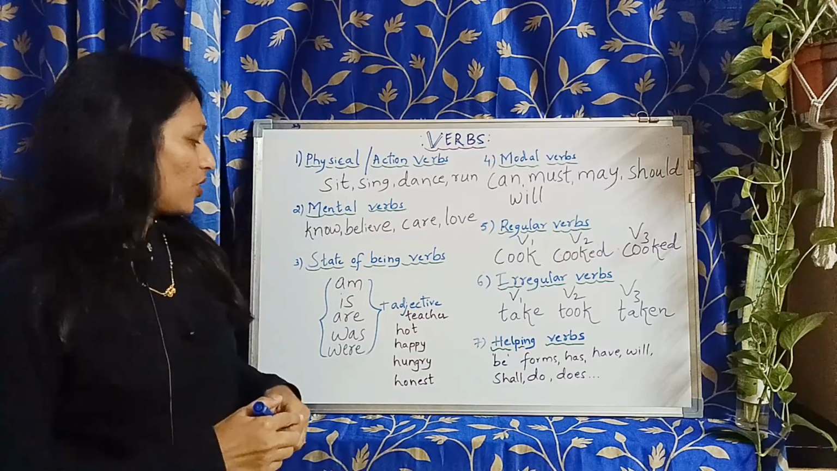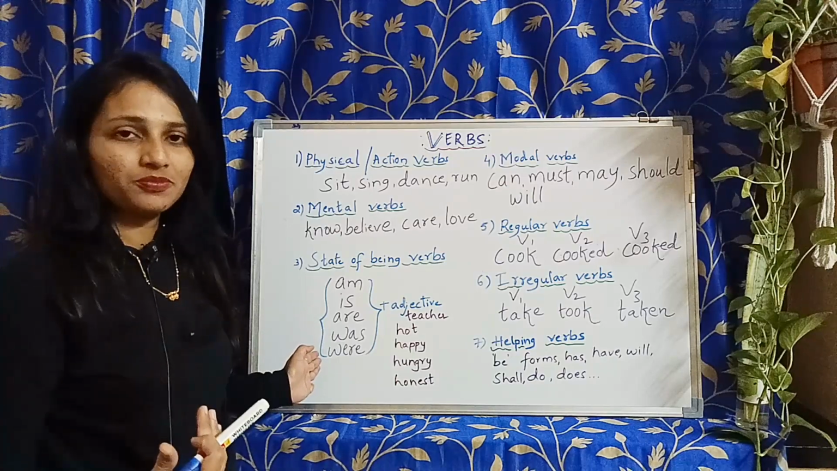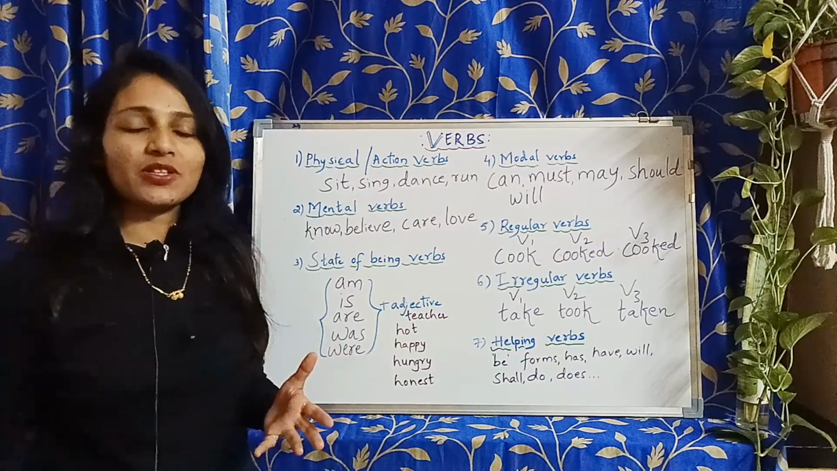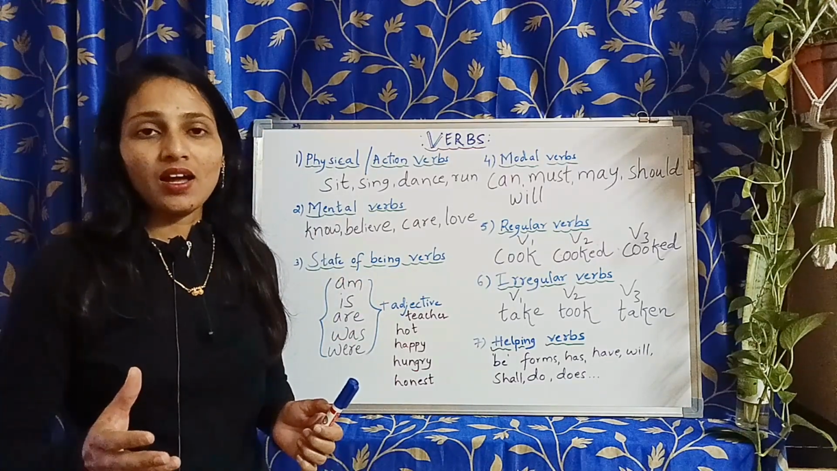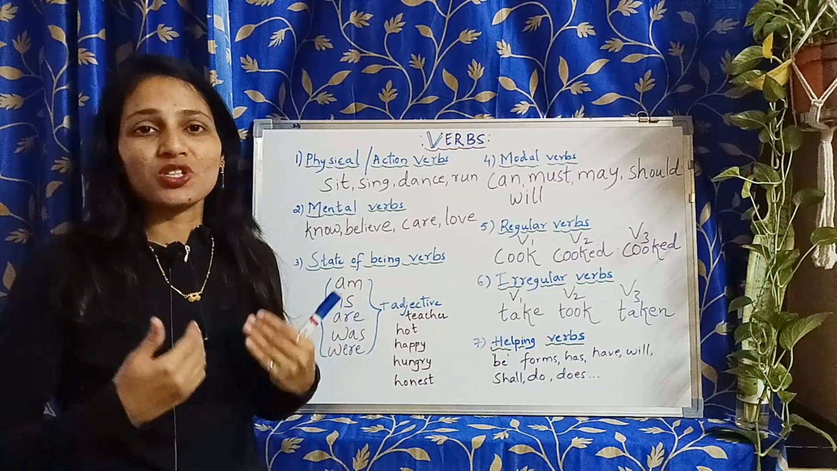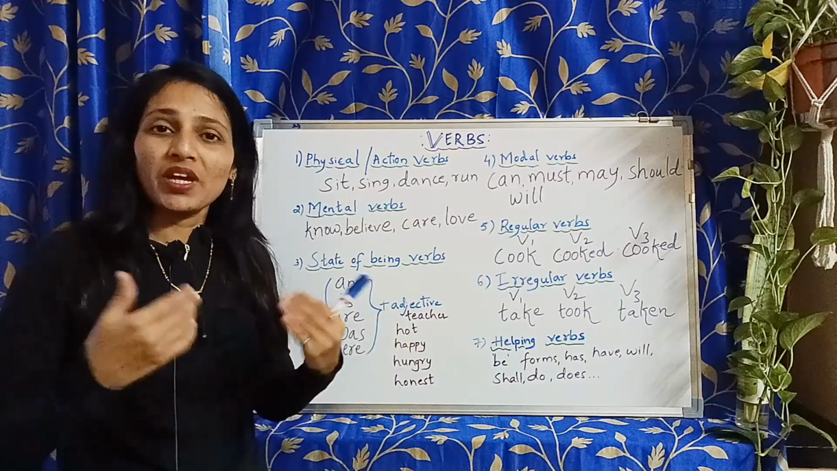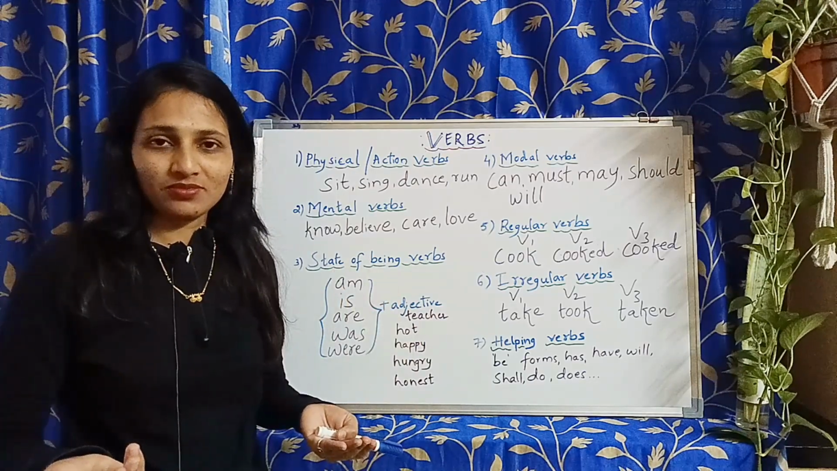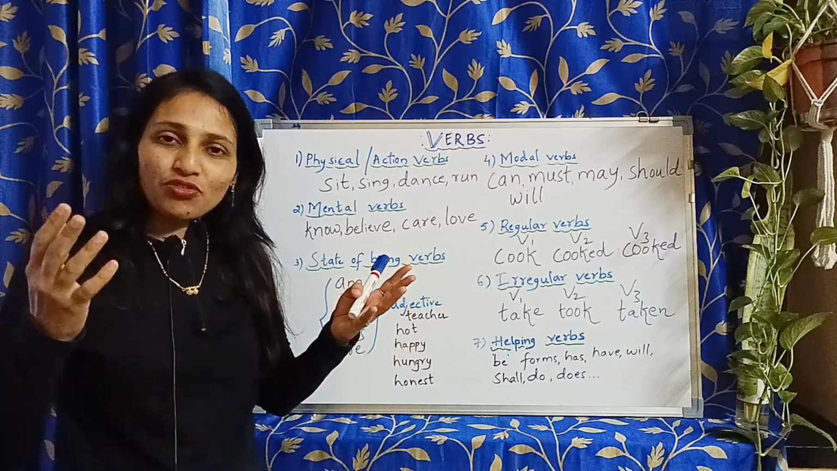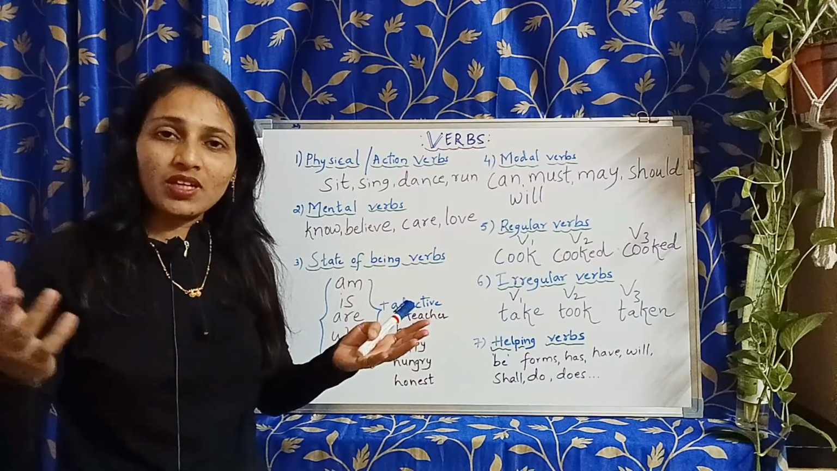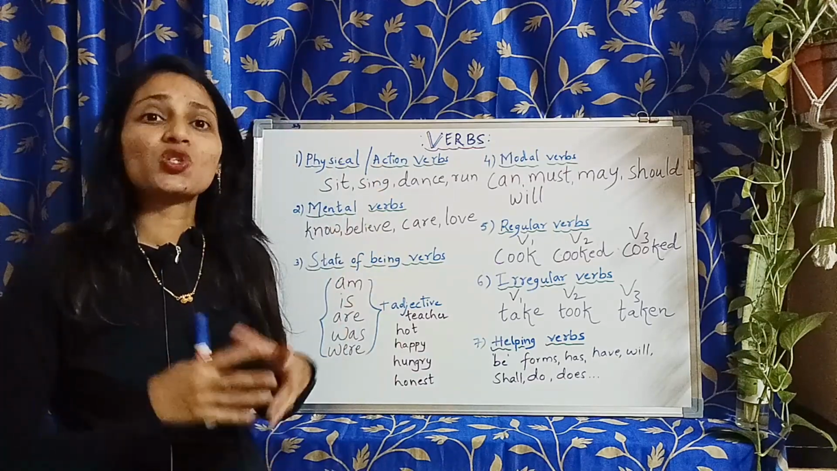For example, we have am, is, are, was, were. Now, if I say this one, I am a teacher. This one shows my situation, my existence, my state of being a teacher. They were happy. Their existence of being happy. The state of being happy. It is pretty hot here. It is quite hot here.